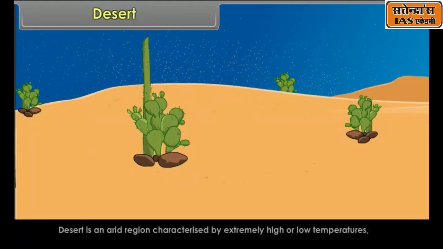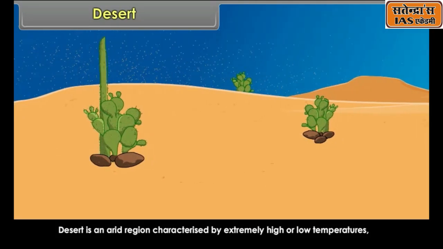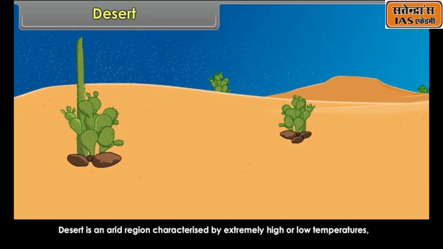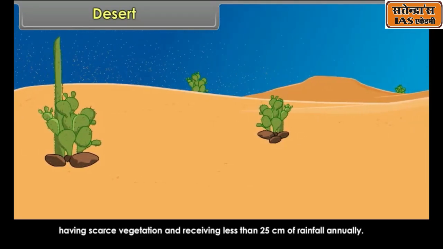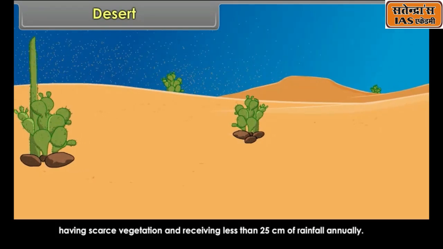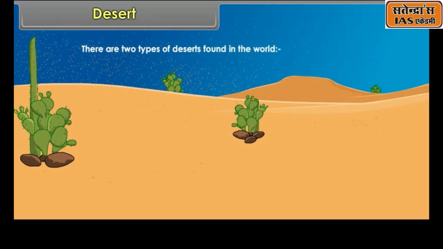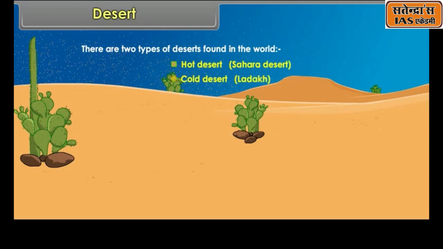Desert. A desert is an arid region characterized by extremely high or low temperatures, has scarce vegetation and receives less than 25 centimeters of rainfall annually. There are two types of deserts found in the world: hot desert, Sahara Desert; cold desert, Ladakh.